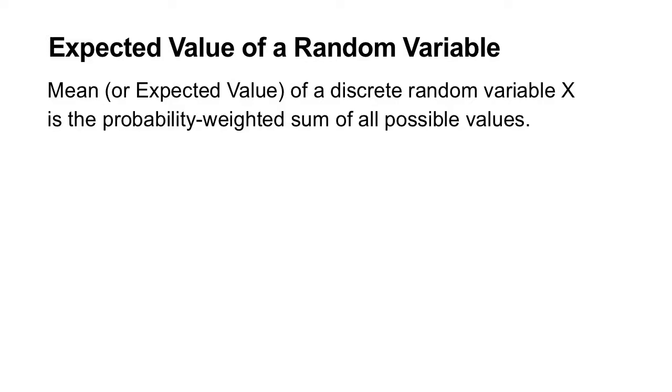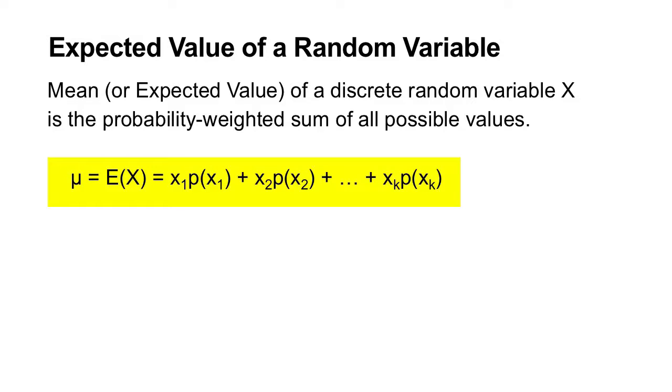Let me show you the definition. First time you look at this definition, you think, what the heck are they thinking? The mean or expected value is a probability-weighted sum of all possible values. Here's the formula. The expected value E of X, or also called mu, the Greek letter for the m, mean, mu, is equal to x1 times the probability of x1 plus x2 times the probability of x2, blah, blah, blah, plus xk, the last value, times its probability.